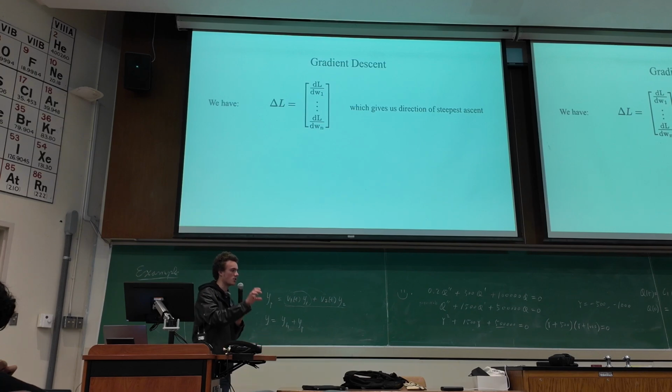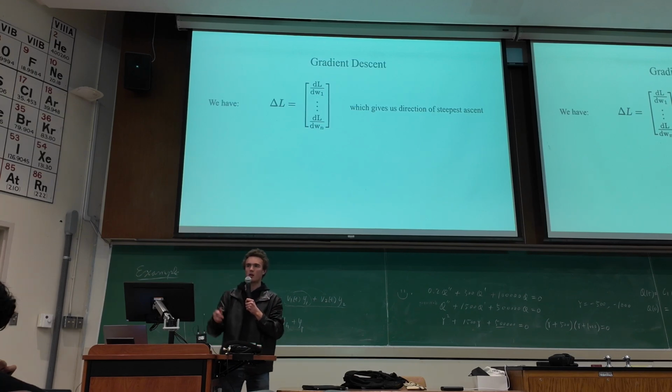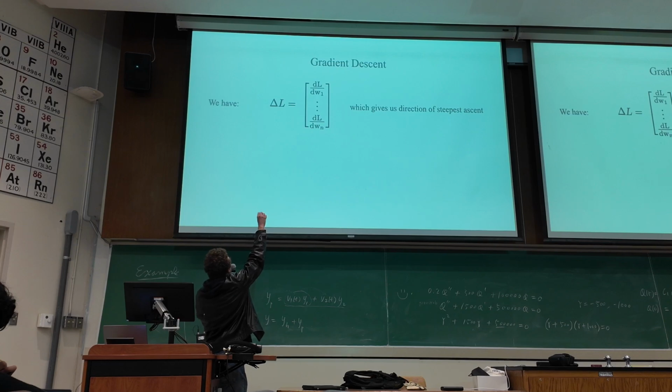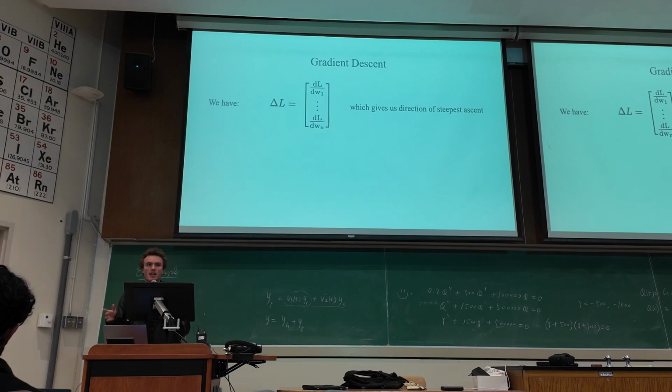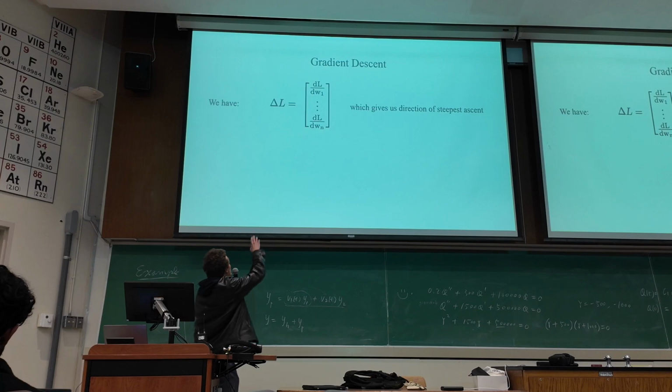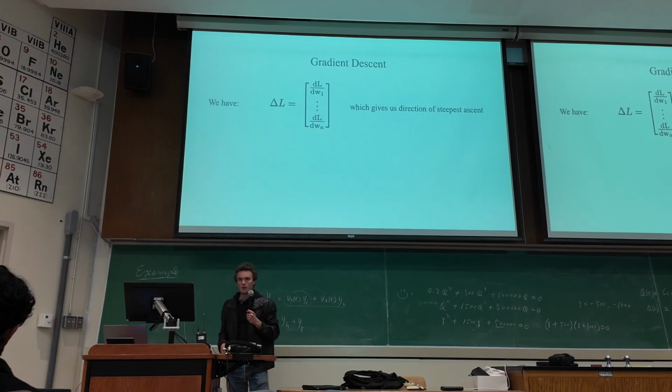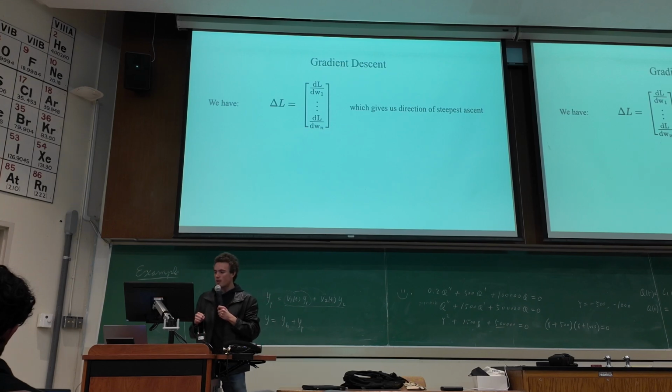We want to find it with respect to weight 2 and weight 3 in all of our weights. And we have this vector of all the derivatives. If you took Math 6A, you'll remember, and if you didn't, that's okay because I'll say it now: this vector gives us the direction of steepest ascent. What does that mean? You can think of the loss function.